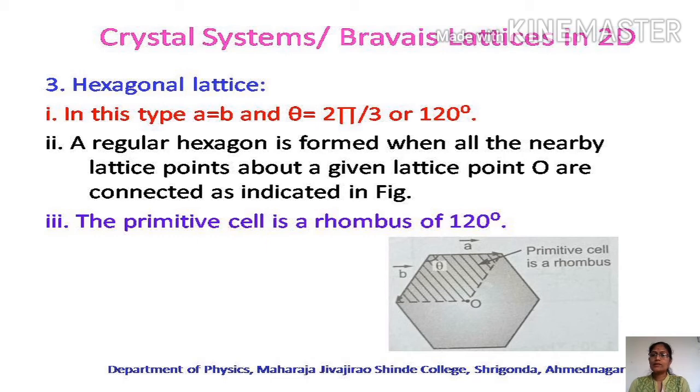Then the hexagonal lattice. In the case of the hexagonal lattice, there are two lengths, A along X and B along Y, such that A is equal to B, and the angle between them is 120 degrees. Such a lattice is called a hexagonal lattice. A regular hexagon is formed when all the nearby lattice points about a given lattice point O are connected, as indicated in the figure, and the primitive cell is a rhombus of 120 degrees. What we can conclude is that a hexagonal lattice is a lattice in which both lengths are the same and the angle between them is 120 degrees.